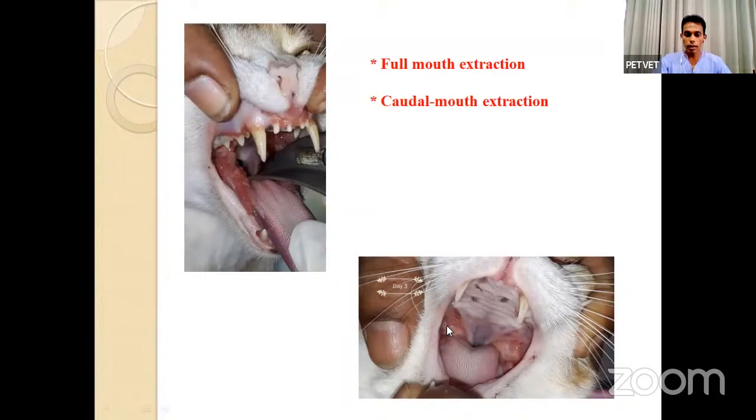And this is just after 3 days of caudal mouth extraction. We haven't done the full mouth extraction. We have only done the caudal mouth extraction. So this is just 3 days after the caudal mouth extraction. You can see significantly less redness here, whereas this has significant irritation and redness.